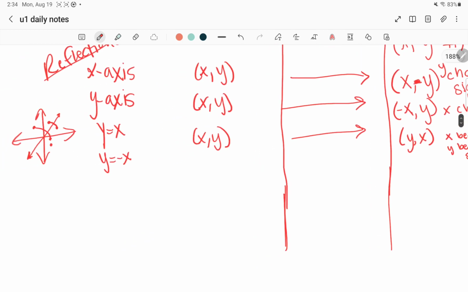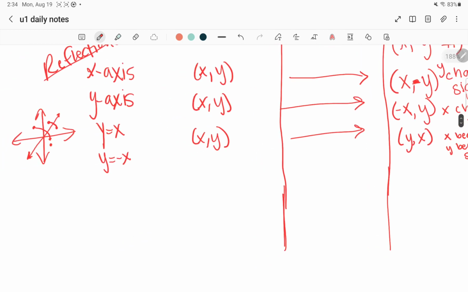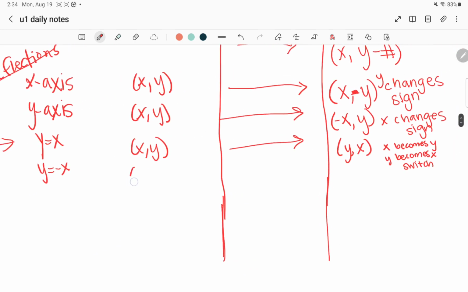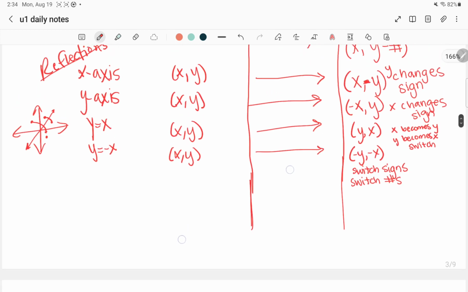Y equals negative x is almost the same, except we have that negative in there. So my rule ends up being negative y, negative x, which is I switch the signs on the numbers and I switch the numbers. Okay, almost done.